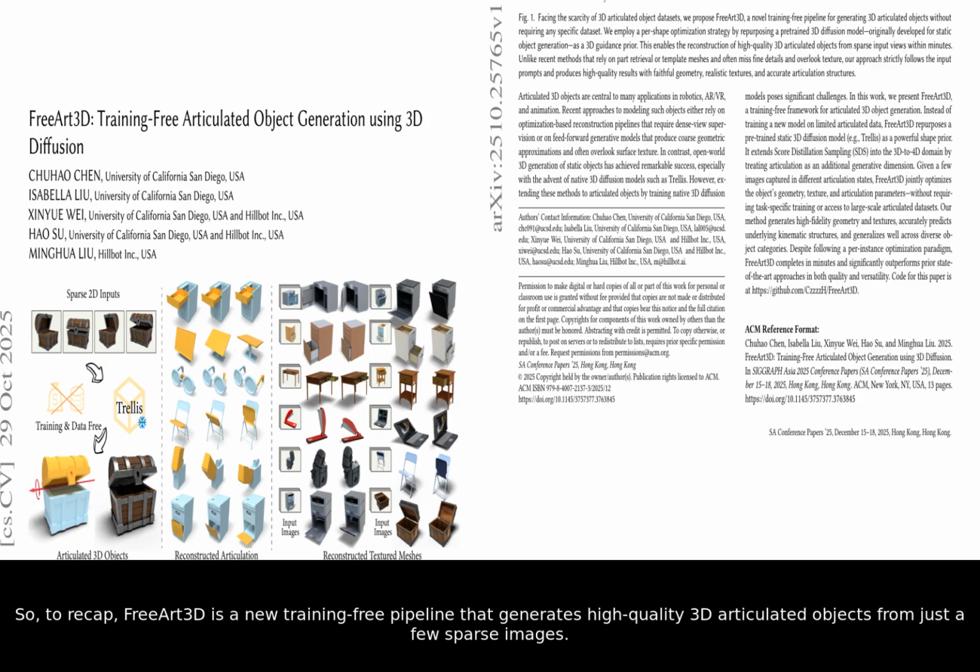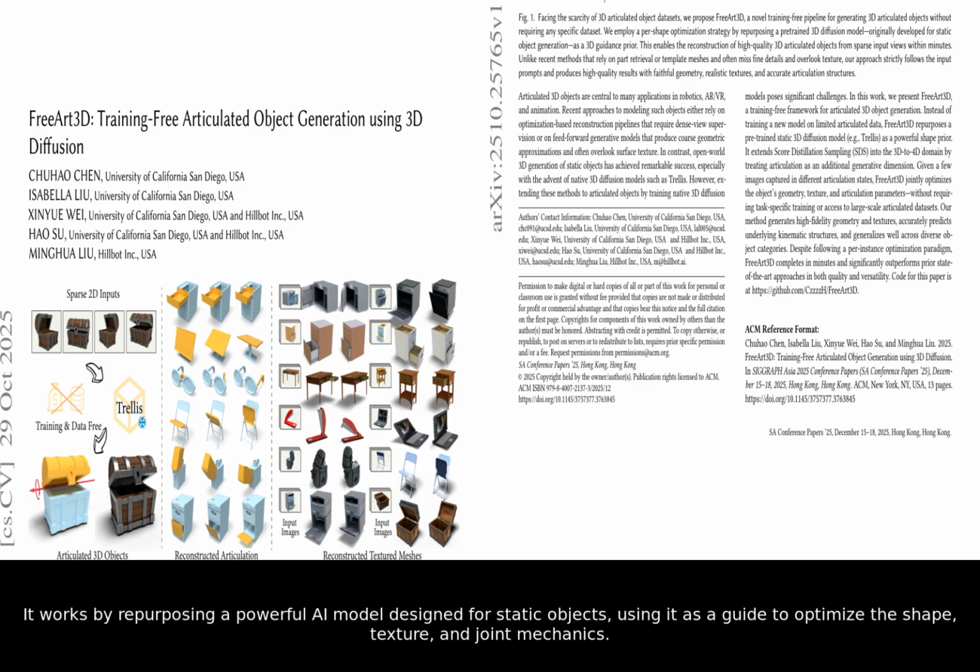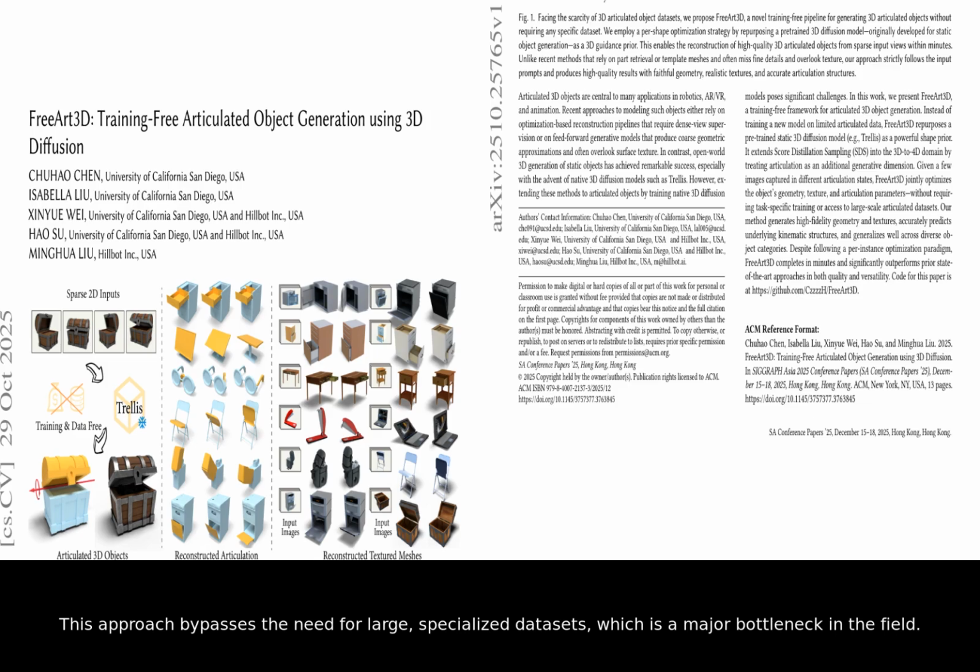So, to recap, FreeArt 3D is a new training-free pipeline that generates high-quality 3D articulated objects from just a few sparse images. It works by repurposing a powerful AI model designed for static objects, using it as a guide to optimize the shape, texture, and joint mechanics. This approach bypasses the need for large, specialized datasets, which is a major bottleneck in the field.